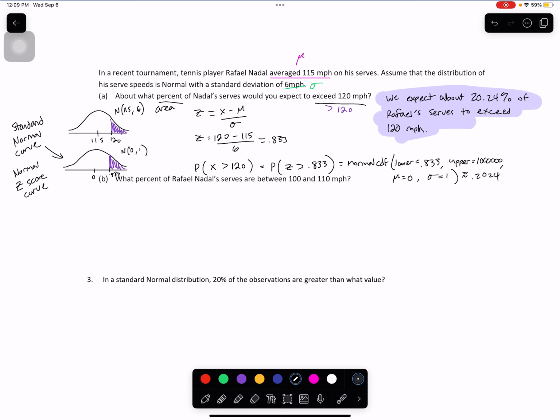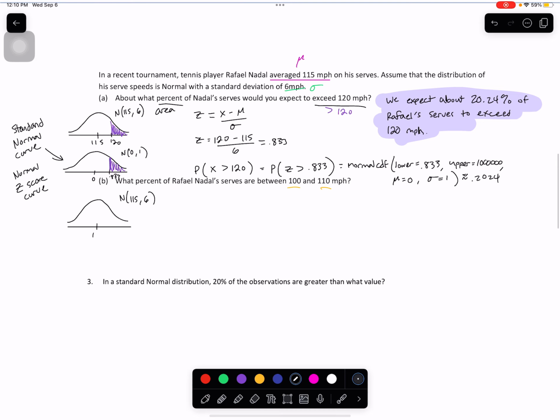Okay. So really the only difference with B is that now there are two values, two bounds, which means we have two z-scores we need to calculate. So I'm going to start it the same. I'm going to write my curve, label it properly, and put the mean here.